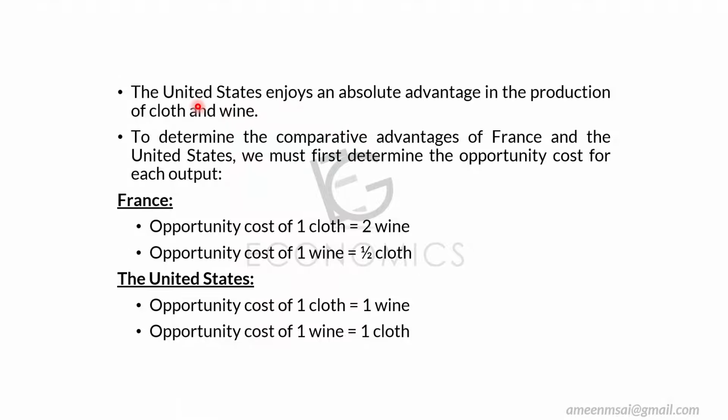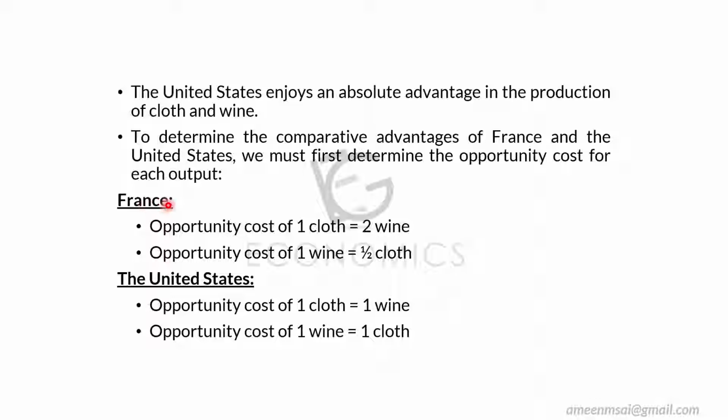As said, the US enjoys an absolute advantage in the production of both clothes and wines. To determine the comparative advantage, we should look at whether it also has a comparative advantage or not. Does the US enjoy a comparative advantage in producing both these commodities? To determine the comparative advantage of France and United States, we must first determine the opportunity cost for each output. So we have to measure the opportunity cost.